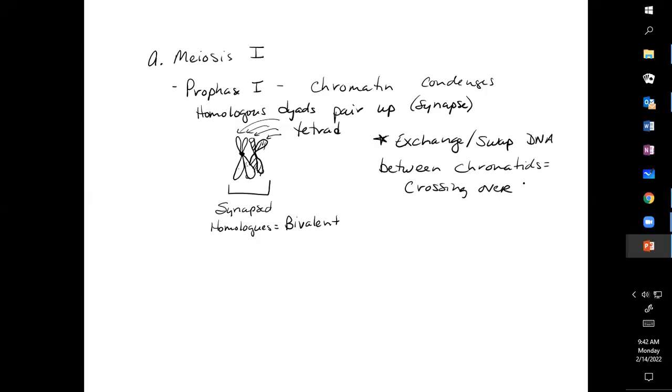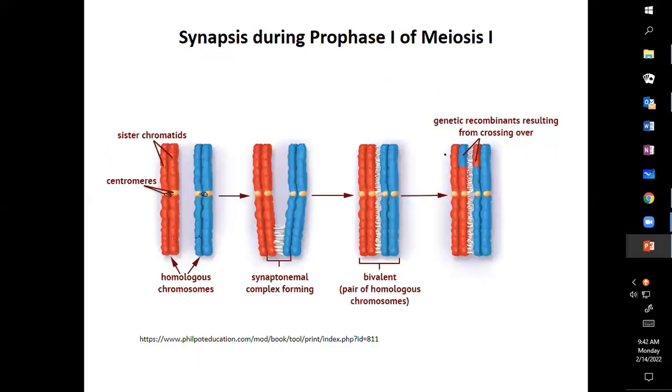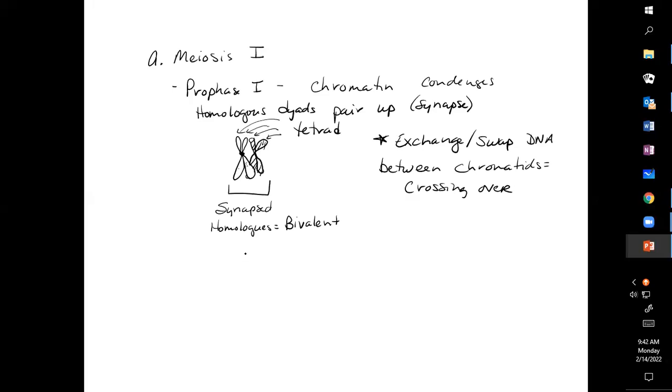And I'll go back to that figure again. So here it's showing that there's an actual physical exchange of the genetic information between some non-sister chromatids, and that's crossing over. Like I said, we're just going to put that on the back burner for now, but this is introducing that it occurs in prophase 1. So these are the major events of prophase 1.